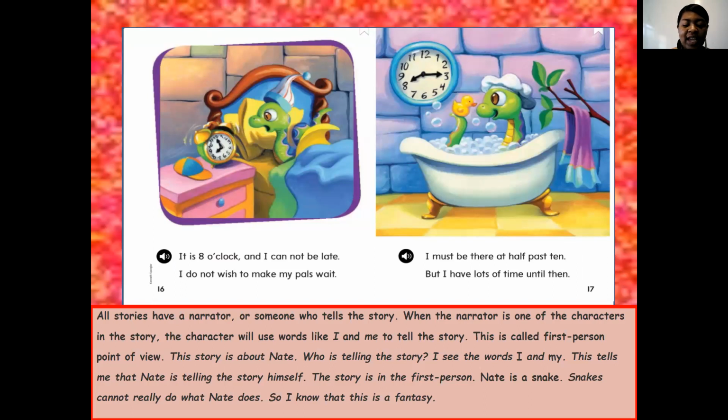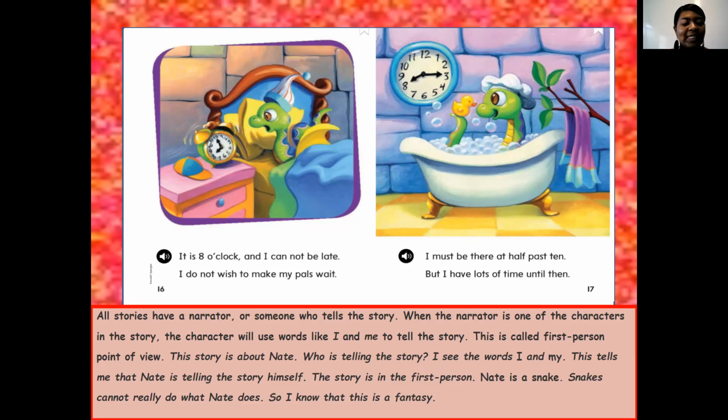All stories have a narrator or someone who tells the story. When the narrator is one of the characters in the story, the character will use words like I and me to tell the story. This is called first-person point of view. This story is about Nate. Who is telling the story?